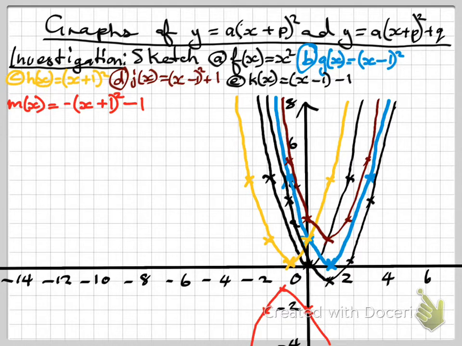And the graph m of x, you see that we have made a negative, which means it has a maximum point, which means the graph is reflected about the x-axis. And then we increase the parameter p, which means the graph shifts 1 unit to the left, and then we reduce q, where the graph moves 1 unit down. Okay, so these are the effects. Let's summarize these effects of a, p, and q.